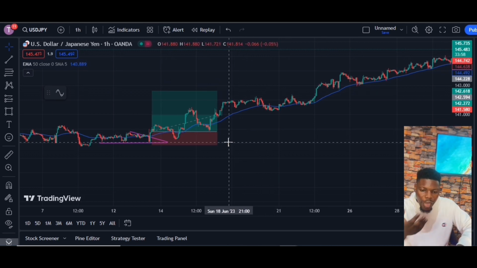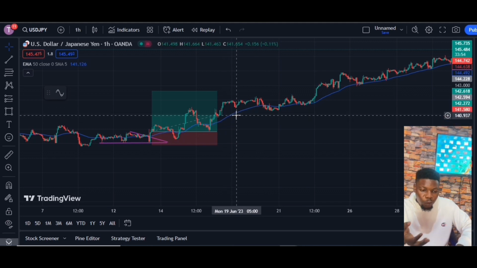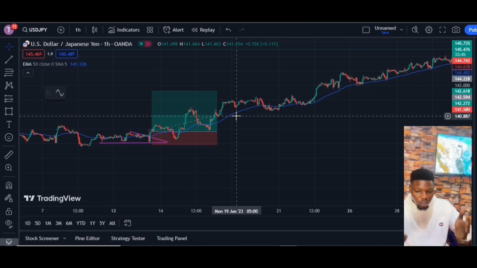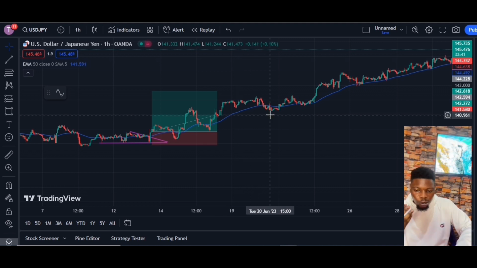So now, this 50 moving average also helps us to know that, I think we should already know, if it's above, it implies an uptrend. If it's down, the trend is trying to change. So we are already in an uptrend, so that gives us direction. We know it's an uptrend.